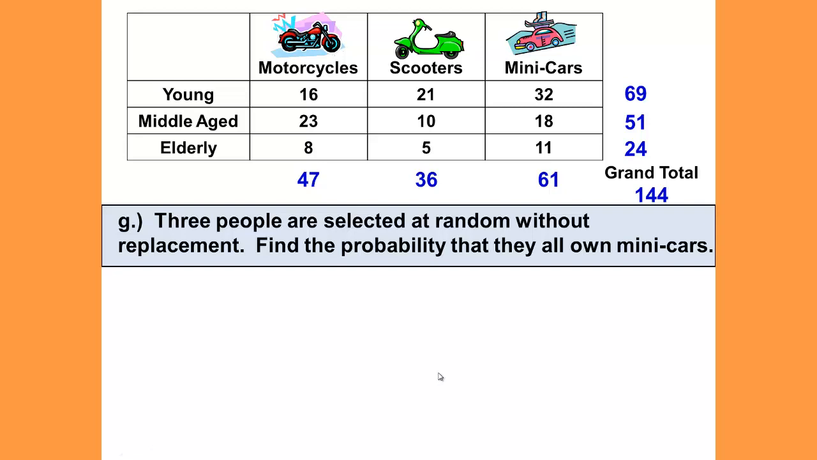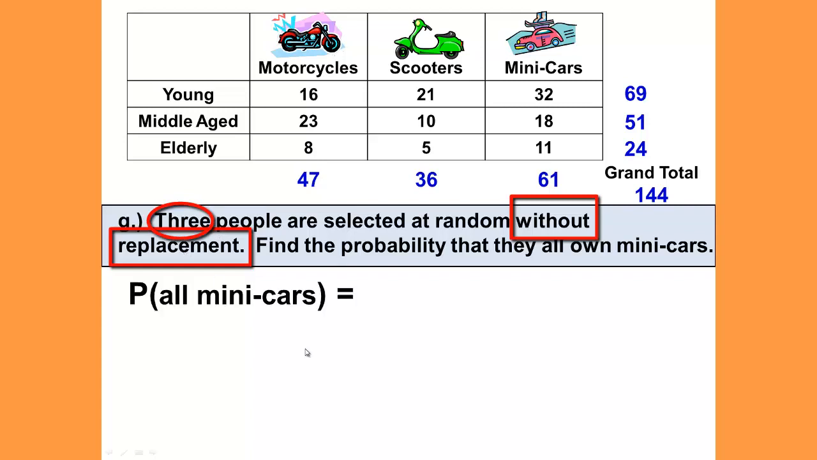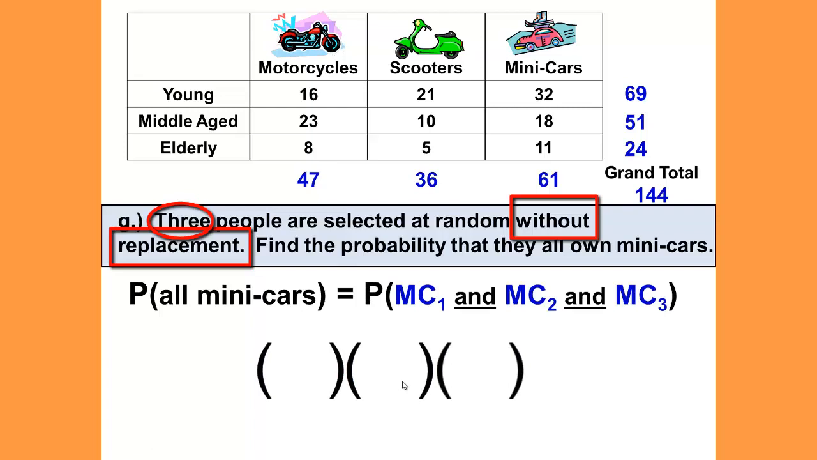Now for the last part, part G. 3 people are selected at random without replacement. Find the probability that they all own mini cars. Again, the key phrase here would be without replacement. The 3, though, is that number that's pesky. Students really tend to want to put that number somewhere. For me, I start out with all mini cars as the probability, so I remember what I'm looking for, and then I draw 3 parentheses. Ms. Borlaug puts mini car 1, mini car 2, mini car 3, and that's how she takes care of the number 3, so that you know where that 3 goes. I need 3 fractions.